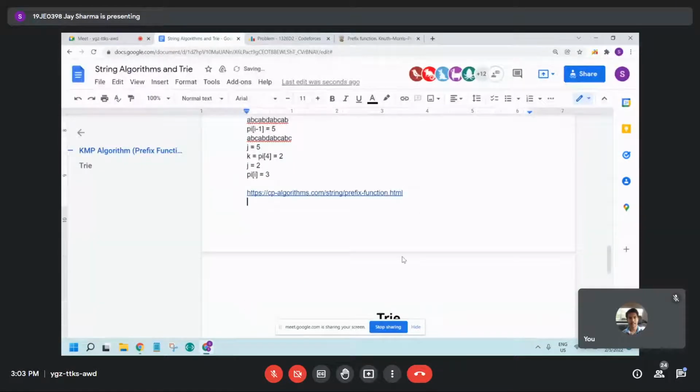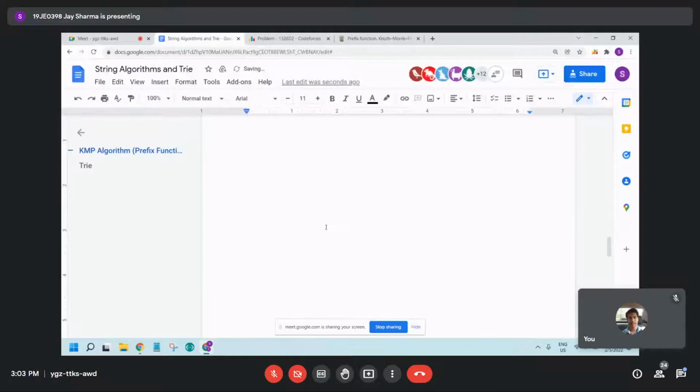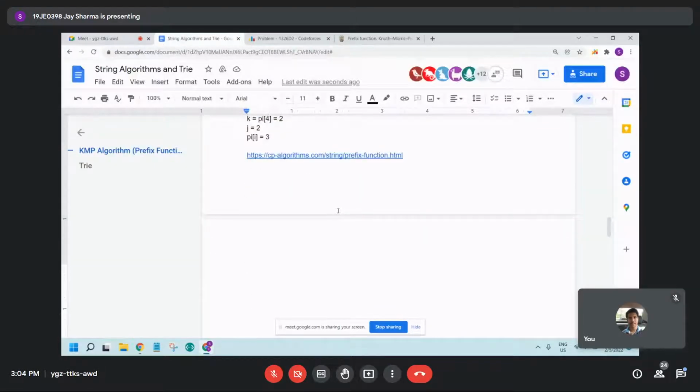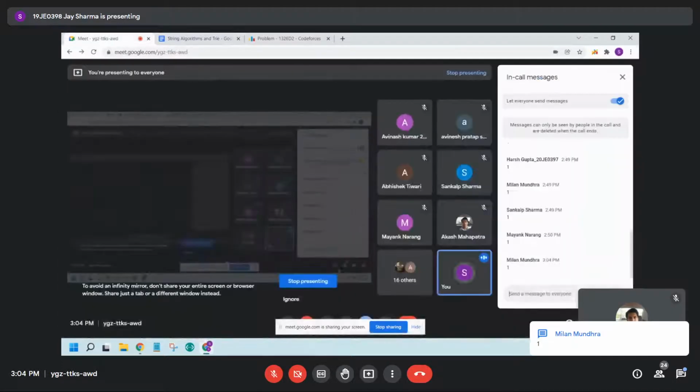Okay, so this part is clear, right? This prefix function. Anyone having doubt in prefix function? Anyone, any doubts?